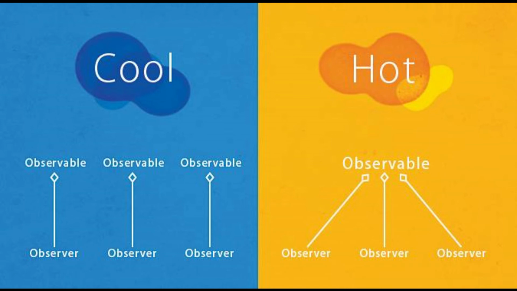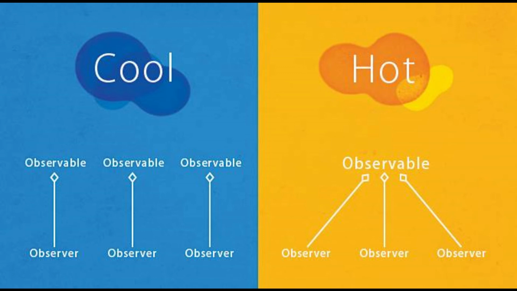In hot observable, many observers are sharing the same observable. So each subscriber gets data from the single producer. Data is produced outside the observable. So that is hot observable. So the cold observable is unicast and the hot observable is multicast.